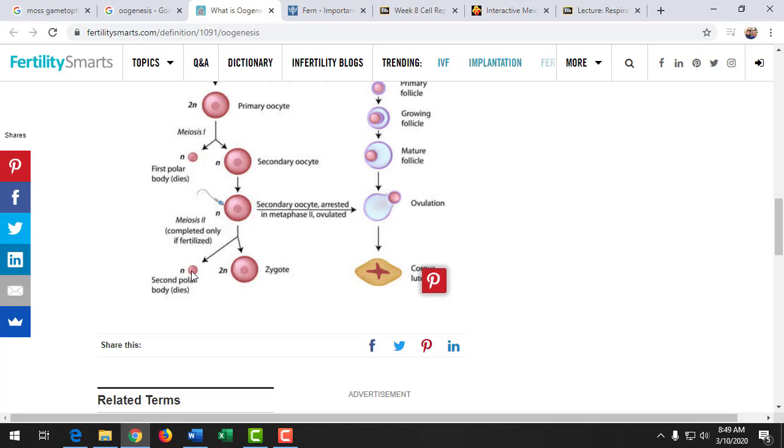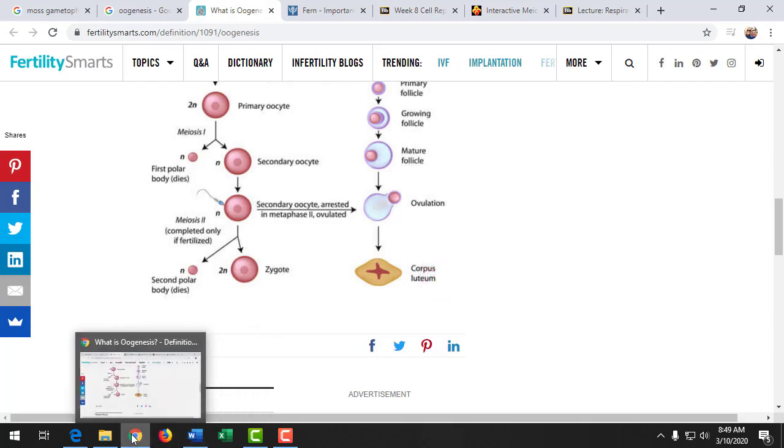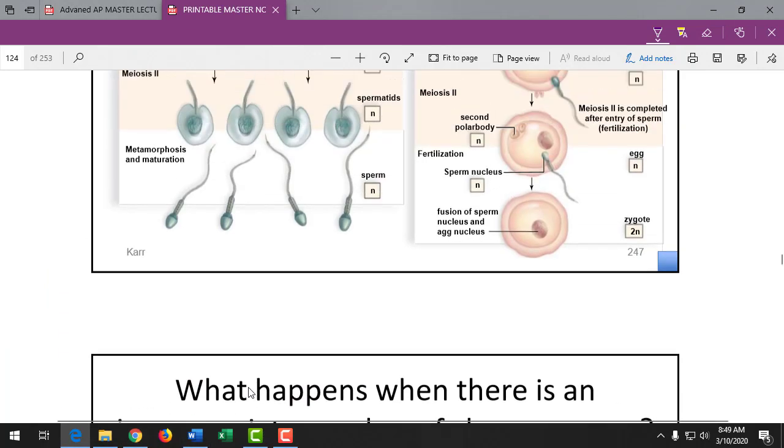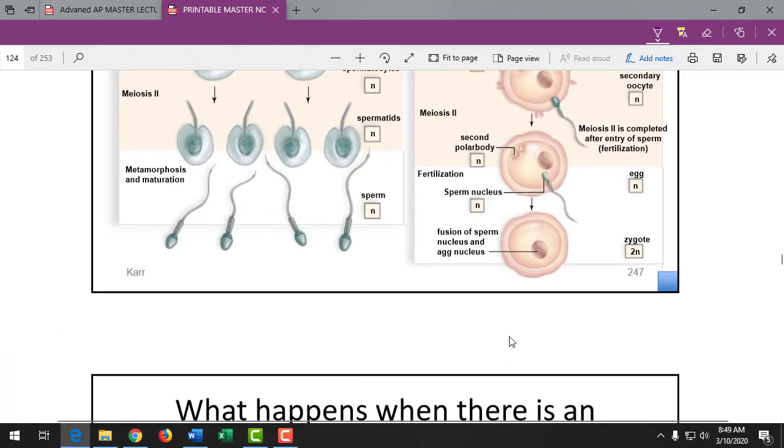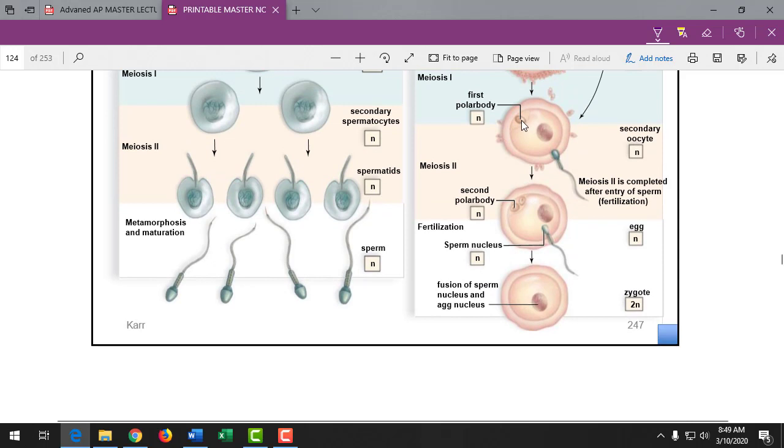So at the end of meiosis, in females, we actually have 4 cells. So we have the first polar body, and then we have this cell, which is the ovum, and then this might divide again to form 2 more. So we have 4 cells, but they're smaller.